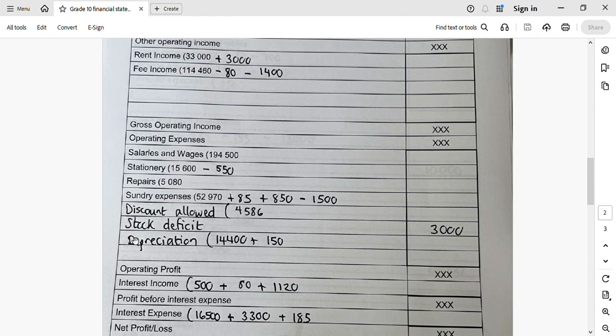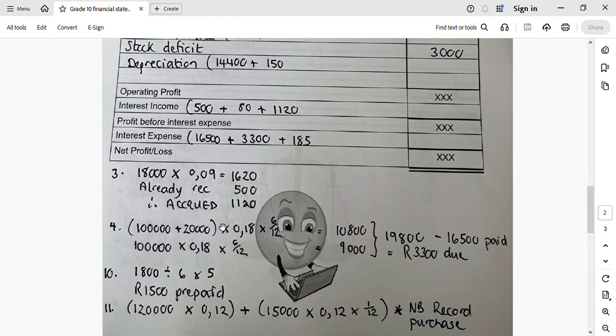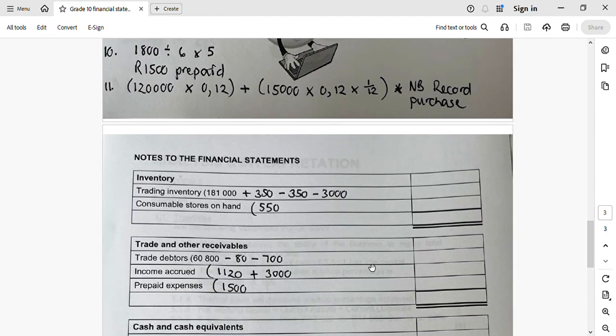Don't forget to write this in here. Often people forget to put it in there because there's no opening total. So you need to record the stock deficit as an expense and then decrease trading stock. In other words, when you add up this bracket, this amount here will be the amount of trading stock that you've got on hand according to stock taking.